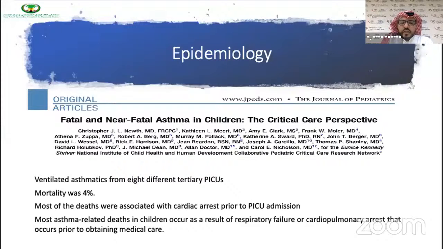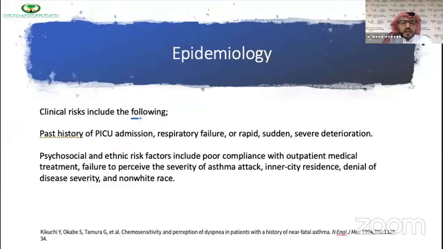This is a publication by Christopher, published in the Journal of Pediatrics, talking about fatal and near-fatal asthma in children from a critical care perspective. They recruited patients from 8 different tertiary PICU centers. All of them were ventilated. They found the mortality rate was 4%, and most of the deaths were associated with cardiac arrest prior to PICU admission. Most of the asthma-related deaths in children occur as a result of respiratory failure or cardiopulmonary arrest that occurs before obtaining medical care.